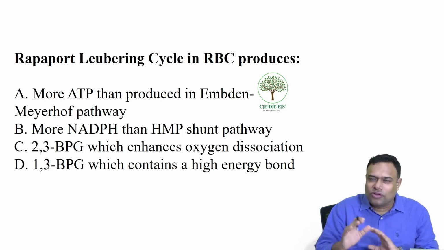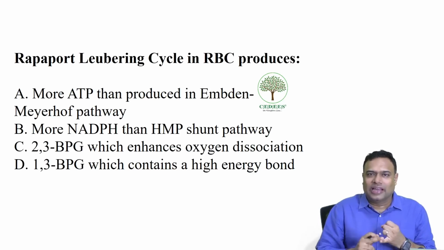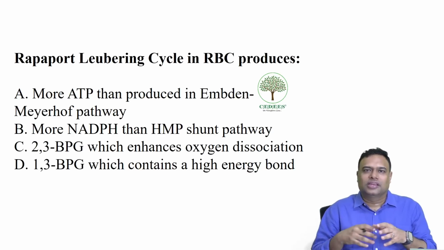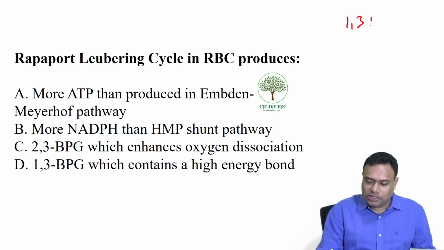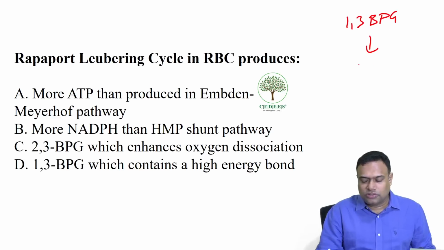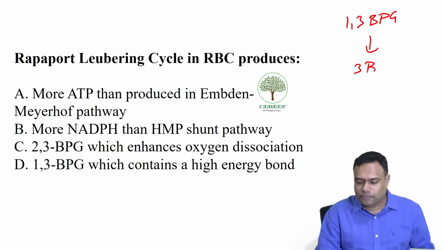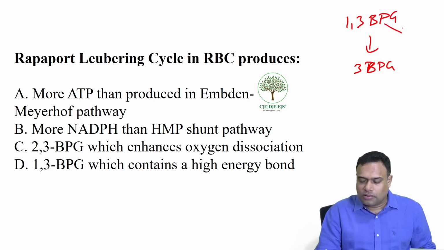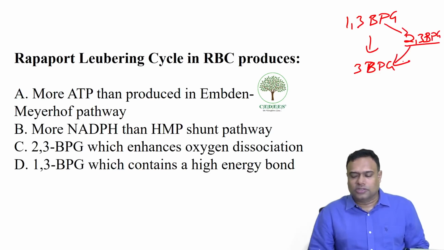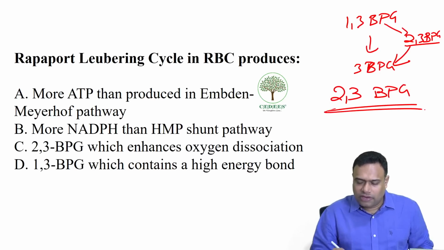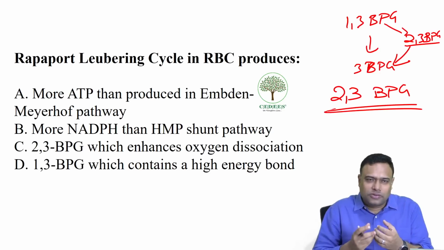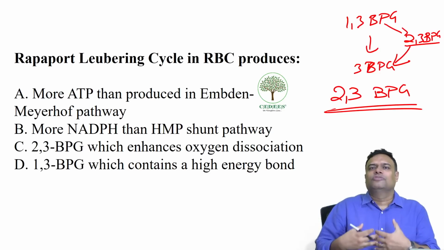Rapoport-Luebering cycle is a small variant of glycolysis, like we studied Cahill's and Cori's and all that. Rapoport-Luebering cycle occurs in glycolysis, wherein 1,3 bisphosphoglycerate is converted to 2,3 bisphosphoglycerate, which is then converted to 3-phosphoglycerate. Now, this 2,3 bisphosphoglycerate is very, very important because it reduces the affinity of hemoglobin for oxygen.